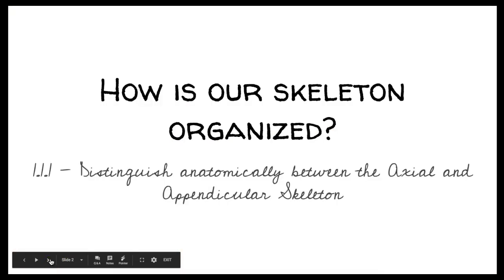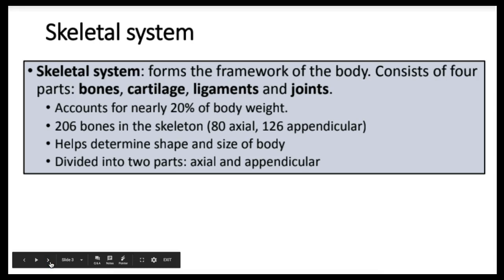So our first assessment statement is distinguishing anatomically between the axial and appendicular skeleton. So basically, how is our skeleton organized? And we're going to look at these two areas moving forward. Before we do that, though, there are some basic things that we need to know.